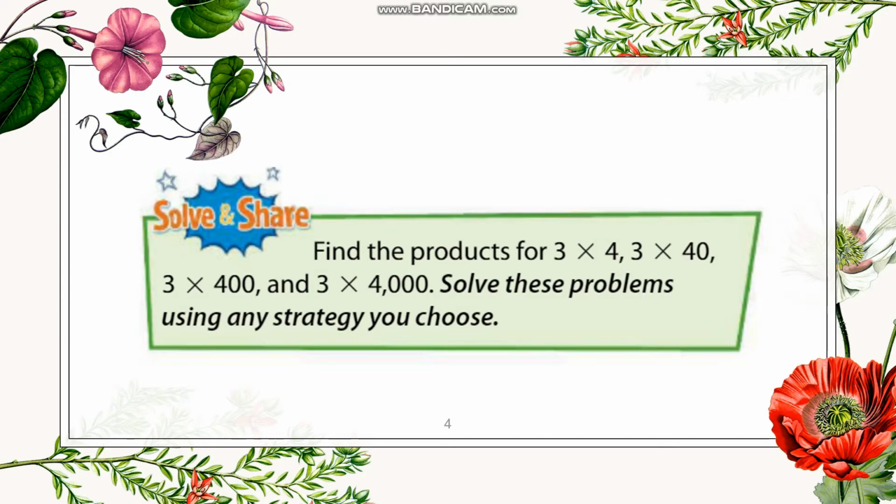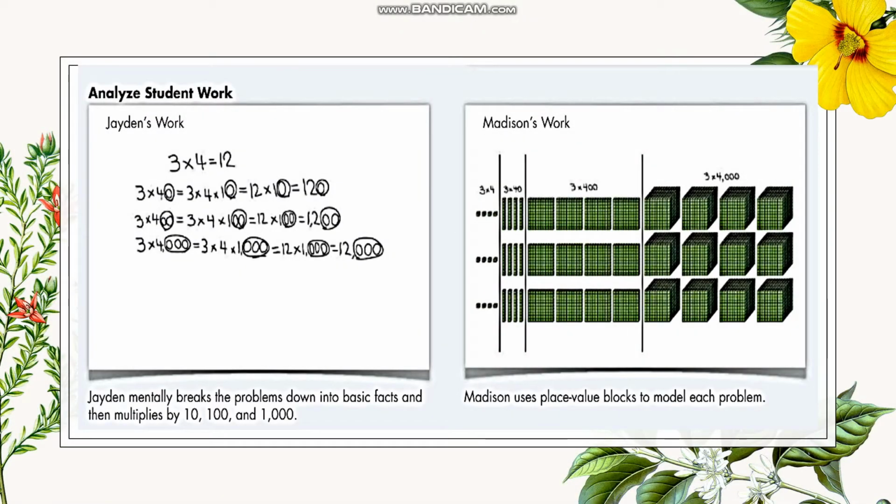Find the products for 3 multiplied by 4, 3 multiplied by 40, 3 multiplied by 400, and 3 multiplied by 4000. Solve these problems using any strategy you choose. So as you can see, if we're going to analyze Jaden's work, Jaden mentally breaks the problem down into basic facts and then multiplies by 10, 100, and 1000. As you can see, 3 multiplied by 4 is equivalent to 12.